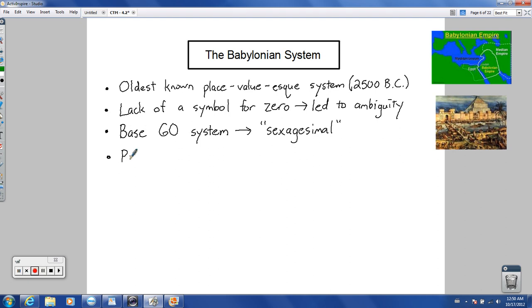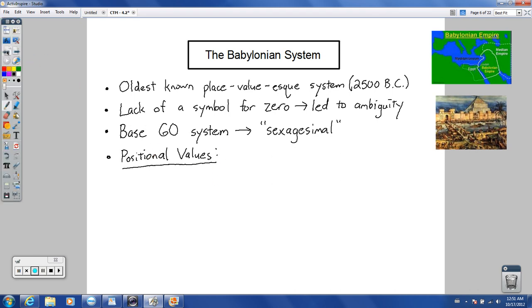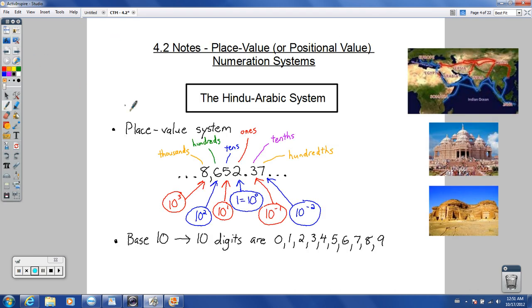And then the positional values. This is a term we definitely need to know for this lesson. Positional values. What are the positional values for us here? Well, if we go back to the Hindu-Arabic system, the positional values were 10 to the third for the thousands place, 10 to the second for this place, 10 to the first, and then 1. We won't consider the decimal values for this lesson. So 1, 10 to the first, 10 to the second, 10 to the third.